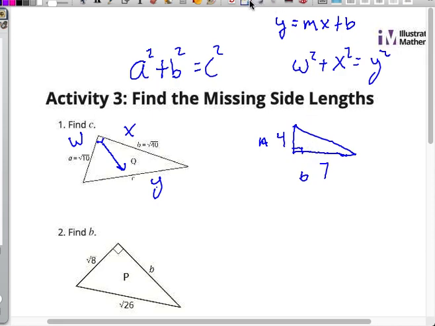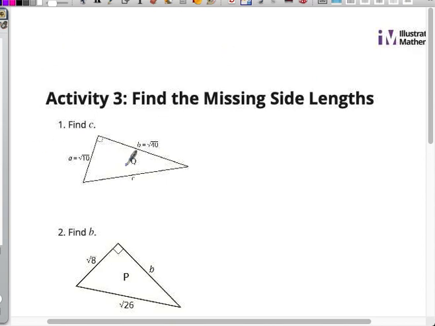Okay. All right, so I'm getting rid of all that because that's just setting us up for what we're going to do today. We're going to use the formula to find the missing side lengths of the triangles on this page. So the formula is A squared plus B squared equals C squared. So I'm just going to fill numbers in. A squared would be square root of 10 squared plus B squared, that's square root of 40 squared, and then it equals C squared.